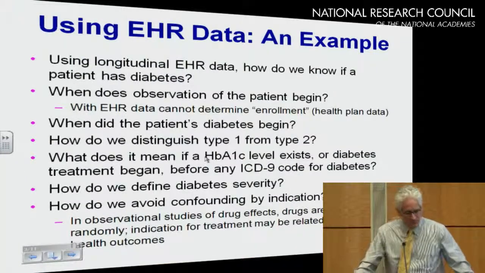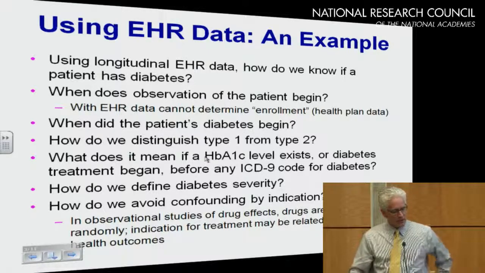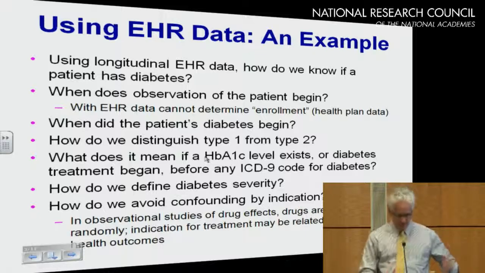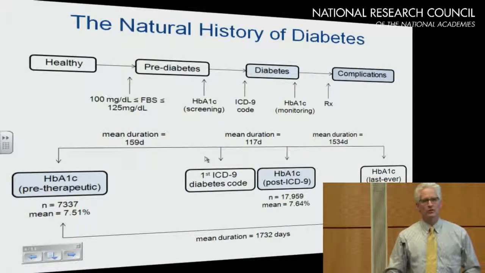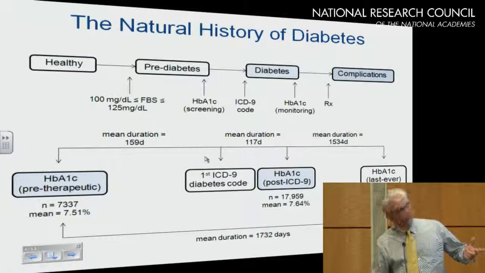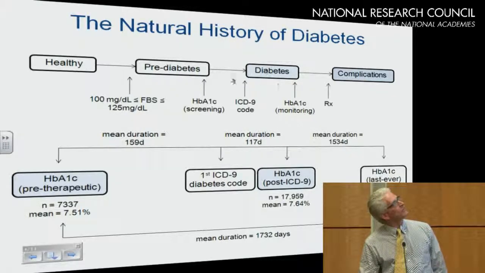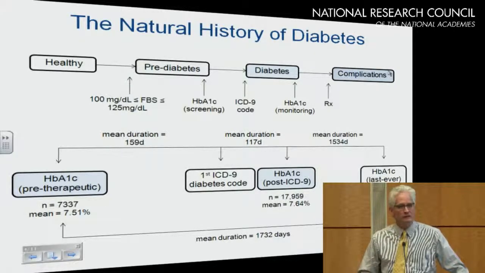So there's a lot of complexity in using electronic health record data. I just want to think through some of these issues with that natural history of diabetes plot that I showed you this morning. In the natural history of diabetes, we start with people who are healthy, and then they get some pre-diabetic condition, and then they're eventually diagnosed with diabetes, and then, if they're not well managed, they can have strokes and heart attacks and kidney failure.